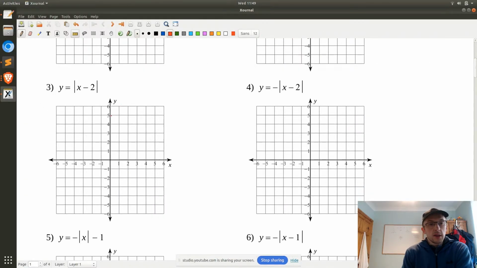Y equals the absolute value of x take 2. So what does x take 2 ordinarily look like? It ordinarily looks like the perfect line, y equals x, shifted down by 2. So we know that it will start off looking like this.